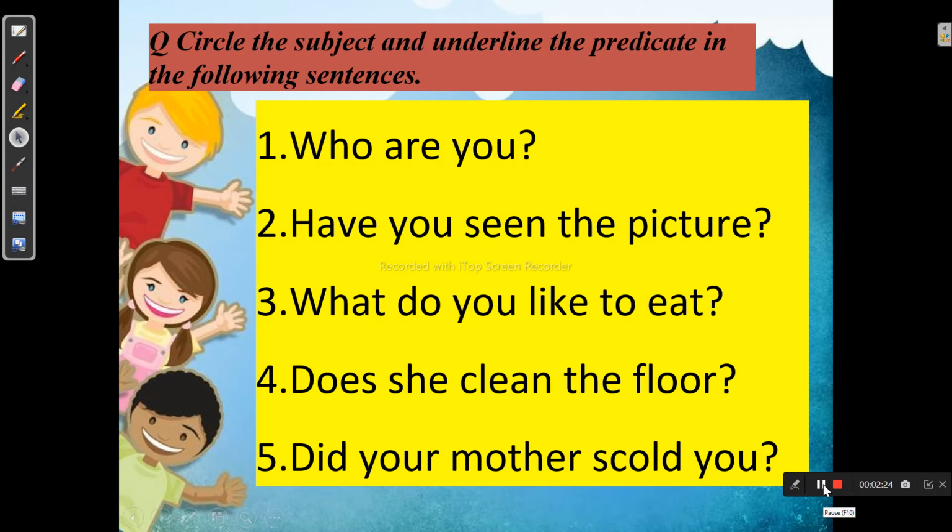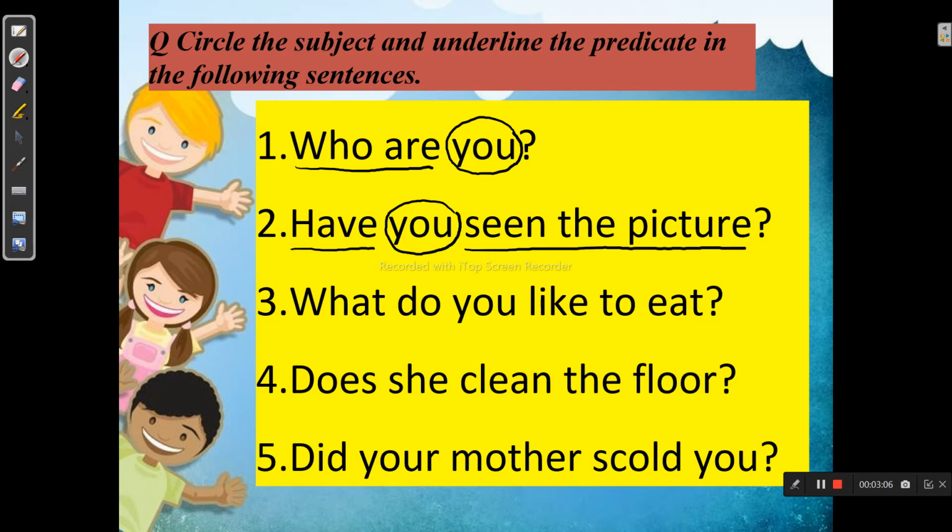Now let's start with an exercise. Circle the subject and underline the predicate in the following sentences. Who are you? So we have to ask this question to ourselves, whom are we talking about in the sentence? We are talking about you. So pronoun you is subject here, and who are becomes predicate. So very easy. Second one, have you seen the picture? Who has seen the picture? You. So pronoun you is subject here and have seen the picture becomes predicate.